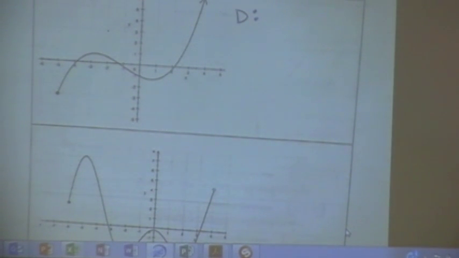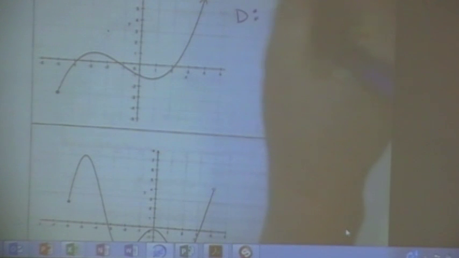So remember, for domain, you always ask yourself, how far left does this graph go? And how far right does it go? How far left does it go? -5. Should this be a parentheses or a bracket? Bracket. -5, comma, how far right is it going to go? Infinity. Parentheses.